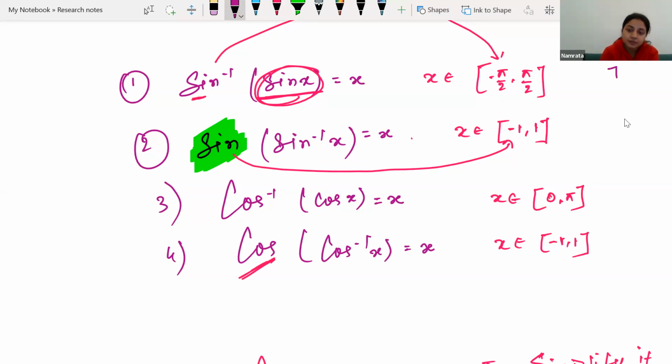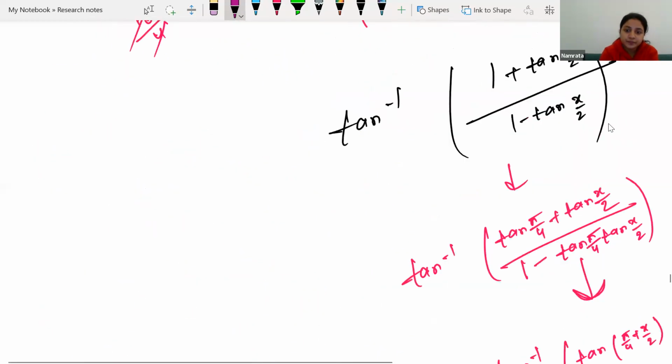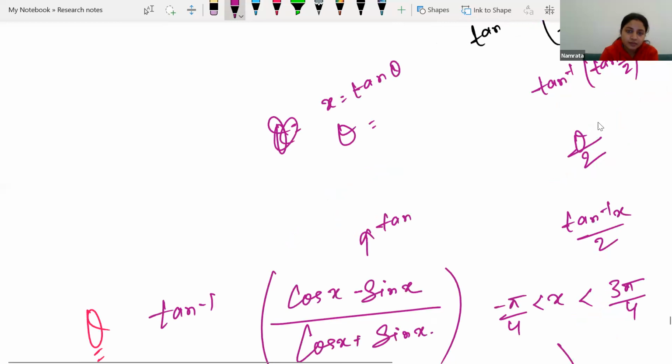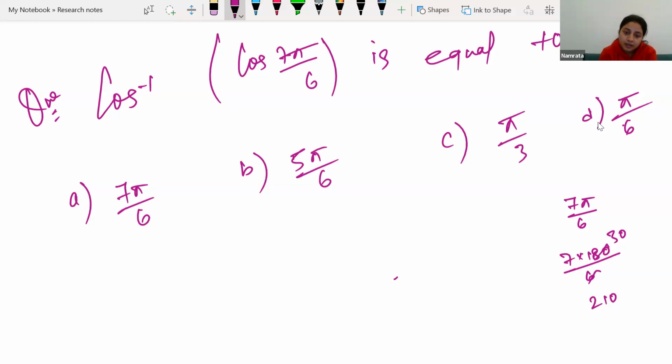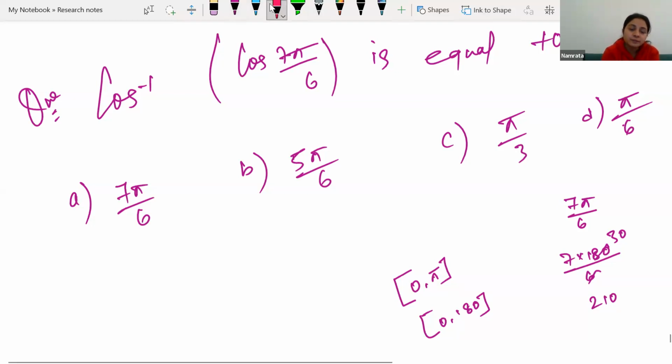7 pi by 6, what are we having over here? 7 pi by 6 means 7 into 180 by 6, that is 210. The range is 0 to pi, that means 0 to 180. Our answer must be lying in this range only, and 210 is not lying in this range. So obviously, yes, you said it right. Perfect. It will not be 7 pi by 6.